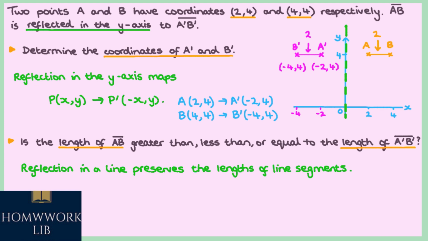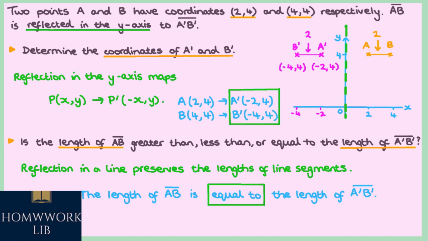Alternatively, we can recall one of the key properties of reflection in a line, which is that the lengths of line segments are preserved. So the length of line segment AB is equal to the length of its image. Therefore, our answers are that the coordinates of A' are (-2, 4), the coordinates of B' are (-4, 4), and the length of line segment AB is equal to the length of line segment A'B'.